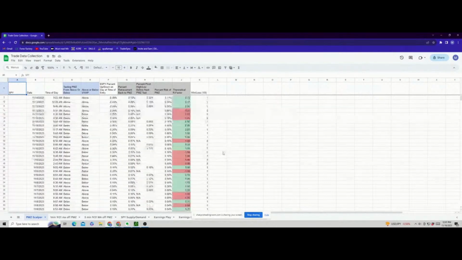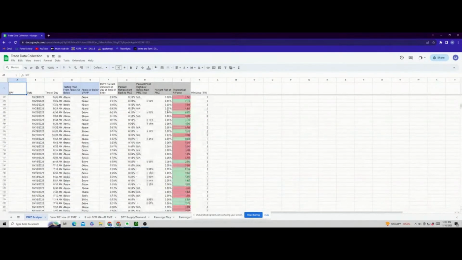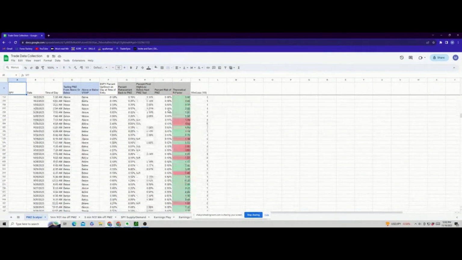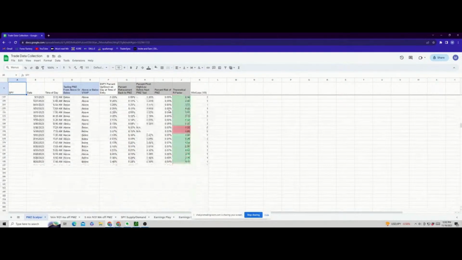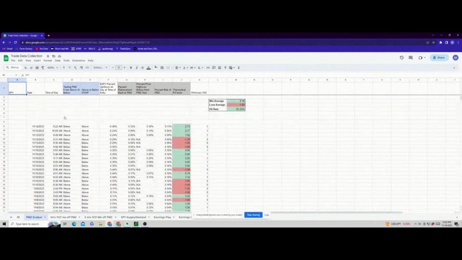All good? Right on. So this particular spreadsheet is if you were to trade SPY in a vacuum. This is every single interaction that SPY had on the PMZ for the last couple months. And you can see if I scroll down in the data, I believe I have close to 350 entries. I didn't input today's sequences. That's something I do later at nighttime. But essentially, let me scroll back up.